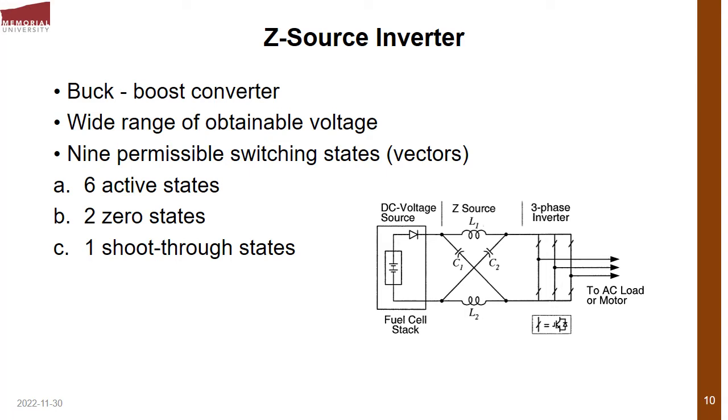We have 6 active states, where one upper switch is on and 2 bottom switches are on, but none of the switches that are on should be on the same phase leg. Or we can have 2 of the upper switches on and 1 of the bottom switches on, and in the same vein none should be on the same phase leg. Then we can also have the zero state, where all 3 upper switches are on and all 3 lower switches are off, or vice versa.